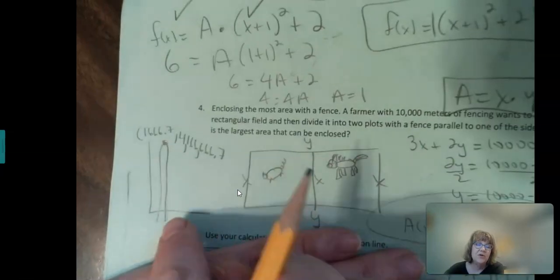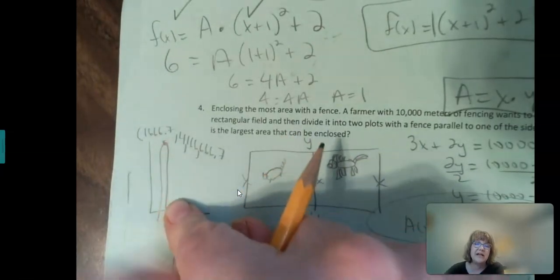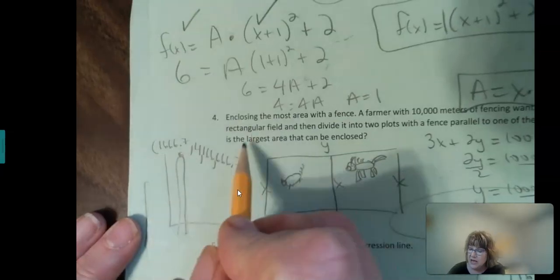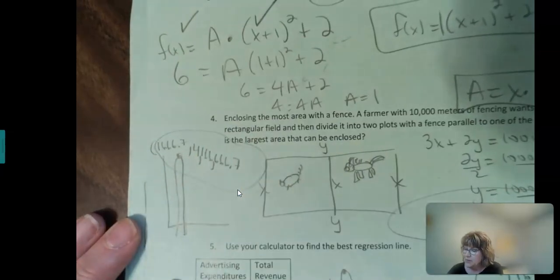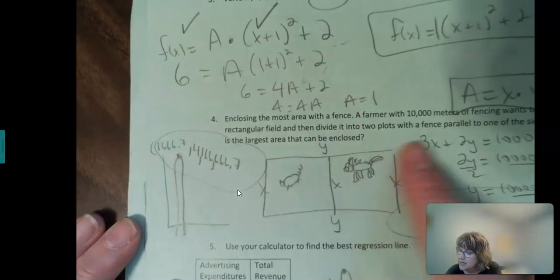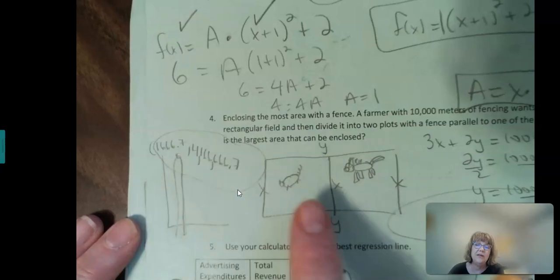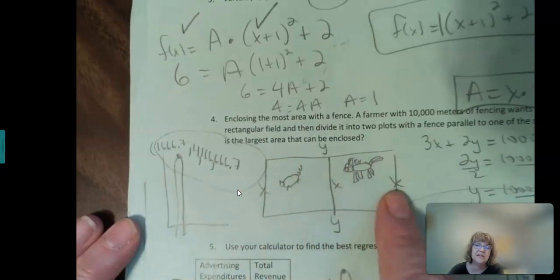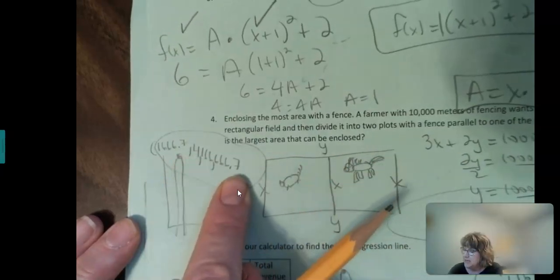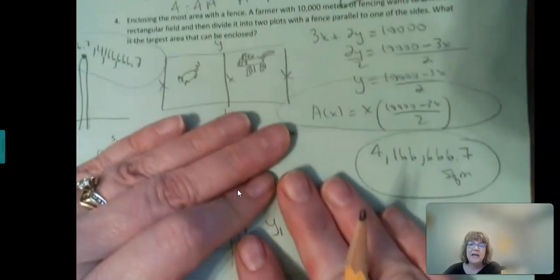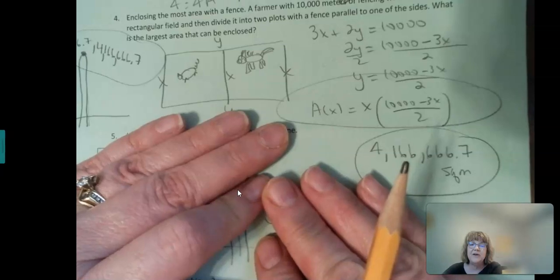Now, I graphed it on my calculator or on Desmos, and again, first quadrant, I only care about this little bit right here, and I get that going on right there. So the question is, what is the largest area? Okay, the input is the width, right? The X, this distance right here. The output is my answer, okay? So my answer is about 4 million and some square meters, okay?